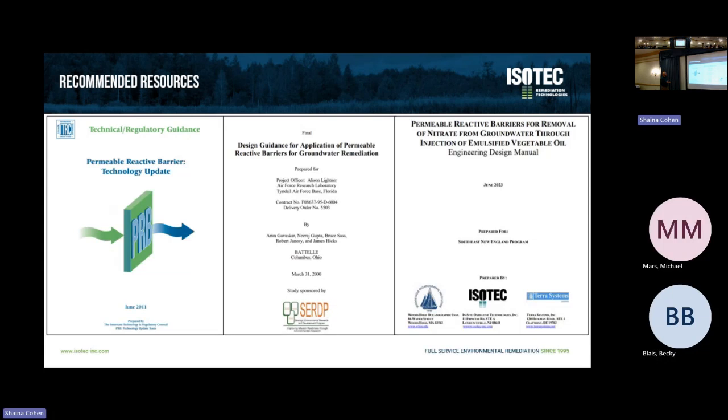And there's a design guidance from a CERTA project from 2000. I spent a bit of time with this, putting these slides together, so I would highly recommend this one. This third one is a newer one. This was through one of our Cape Cod PRBs as part of the grant from US EPA. We assembled a permeable reactive barrier engineering design plan for injection. And this was assembled by ISOTEC along with Terra Systems and the West Lebanon Institute.